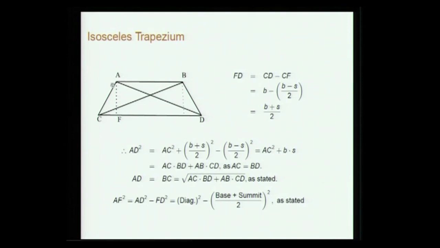So finally you get AD equal to BC, which is the square root of AC into BD plus AB into CD. It is just a matter of doing a few steps. AF is the perpendicular, and AF squared is given by the diagonal squared minus (base plus summit) by 2, whole squared. Because you have found the diagonal AD, you square it and then subtract (base plus summit) by 2, whole squared.